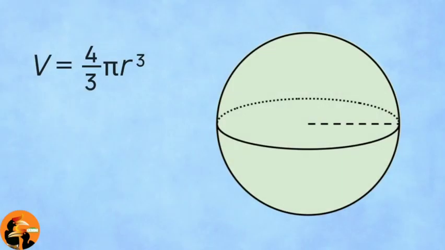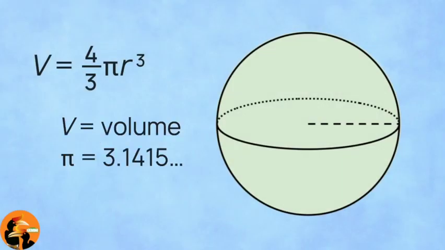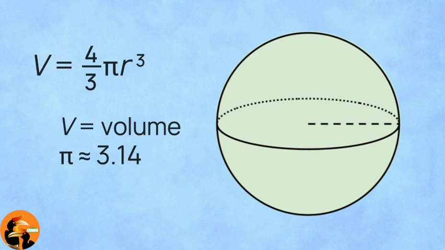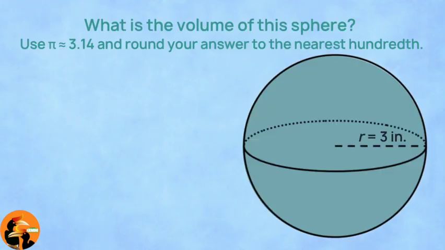In this formula, V stands for the total volume. Pi is a decimal number that goes on forever. So if we round pi to the nearest hundredth, we can approximate it as 3.14. R represents the radius, or distance from the center of the sphere to any point on the surface of the sphere. Our first example reads, what is the volume of this sphere? Use pi equals approximately 3.14 and round your answer to the nearest hundredth.